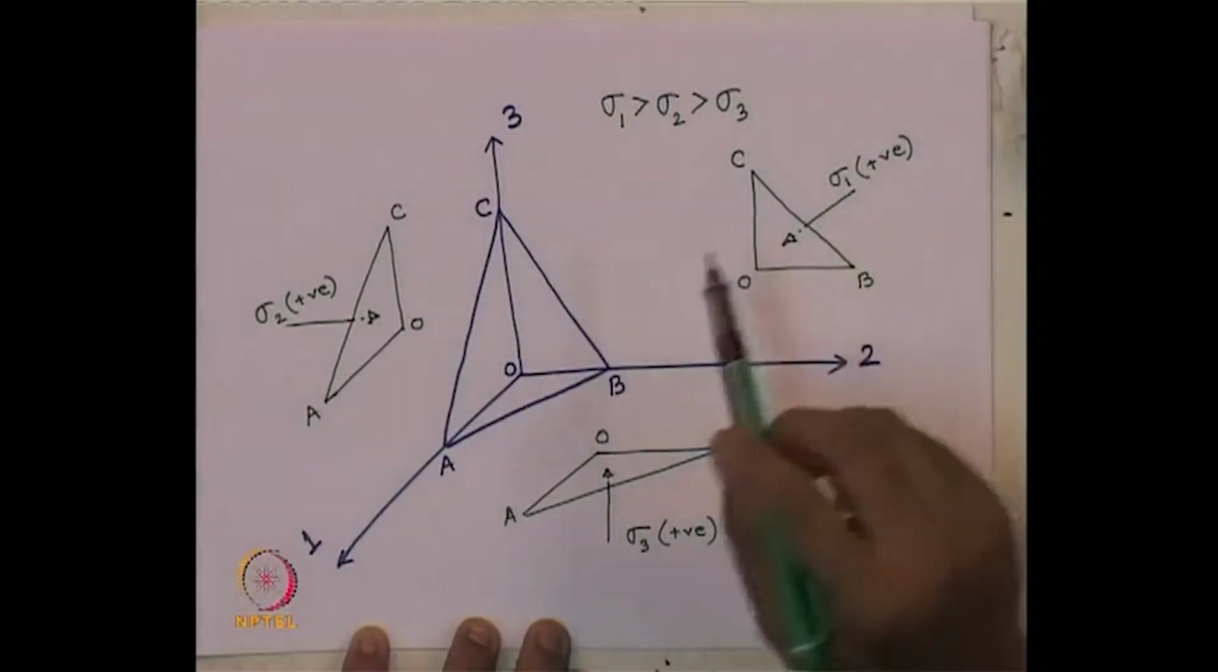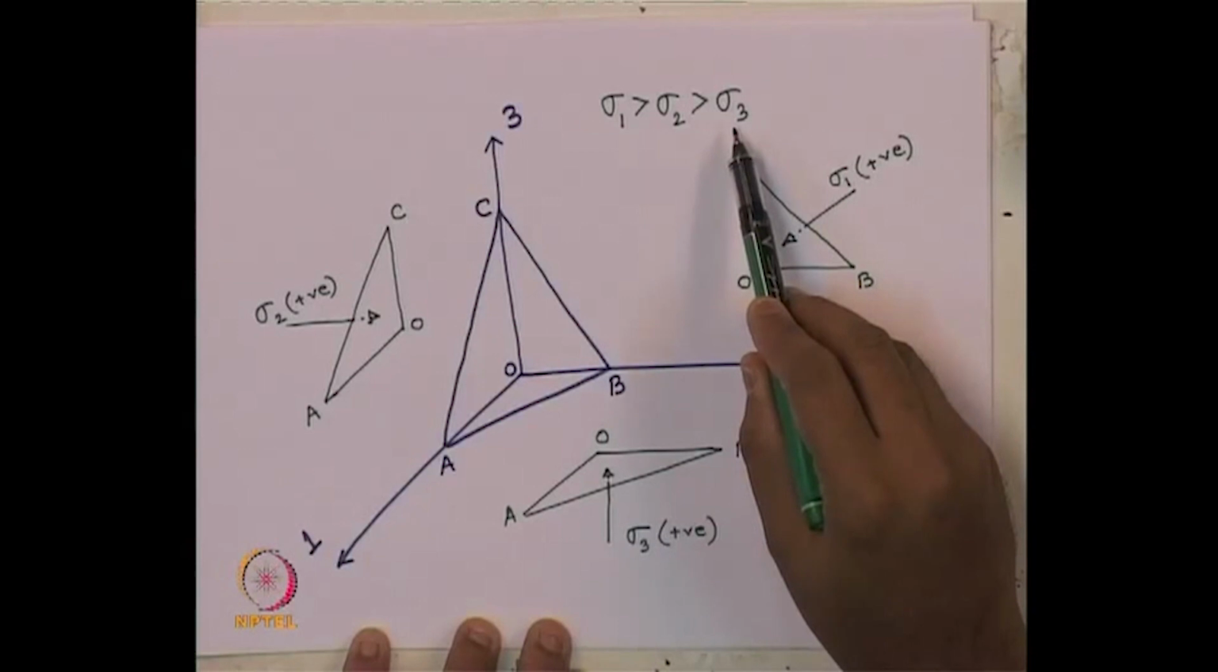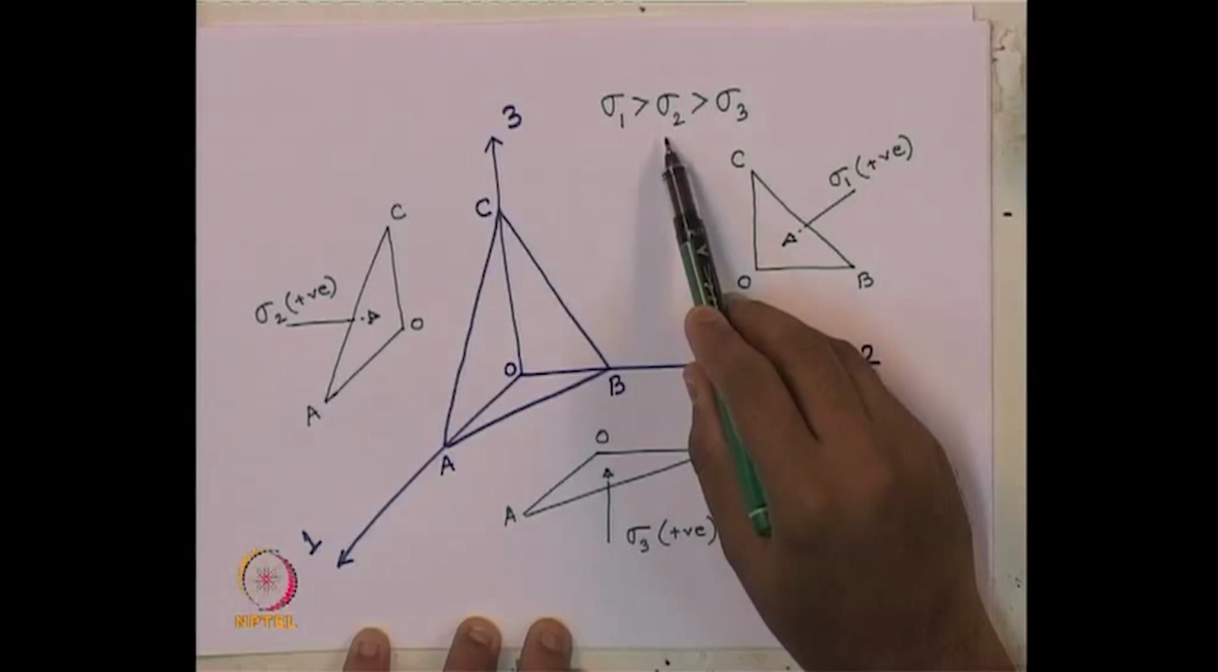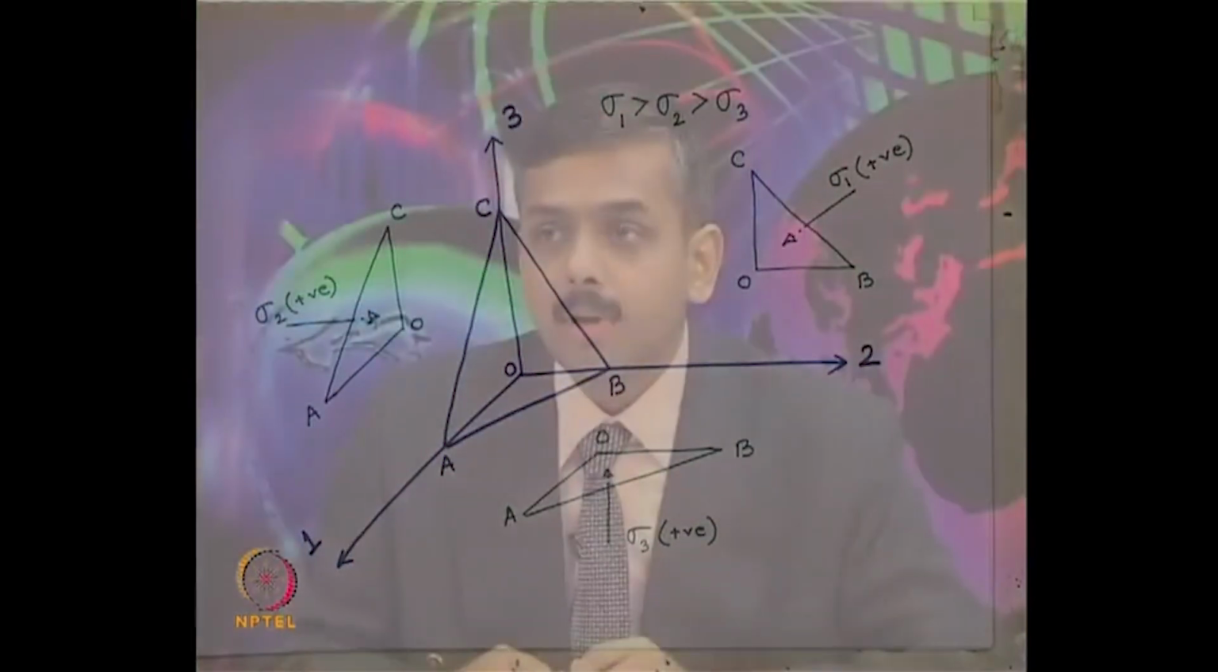So, what do we call them? This is the major principal stress sigma 1, sigma 3, the lowest one, is the minor principal stress, and sigma 2 is called the intermediate principal stress. Now, if I want to find out the normal and shear stresses on any inclined plane with respect to these three orthogonal axes, how can we determine that?